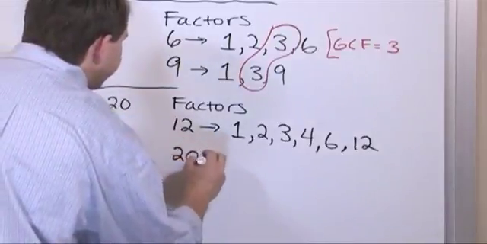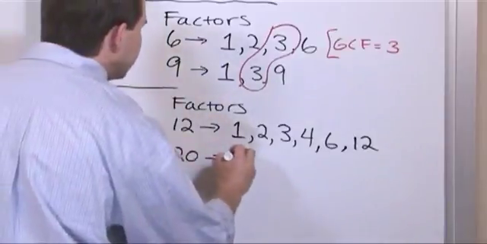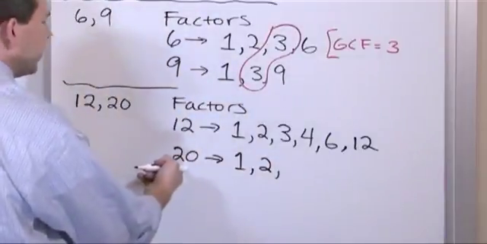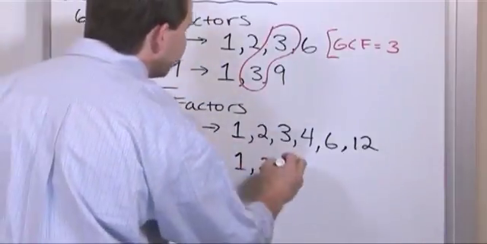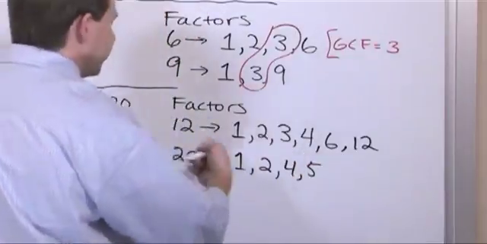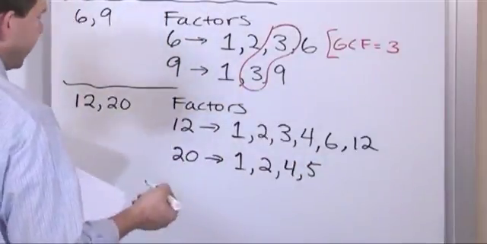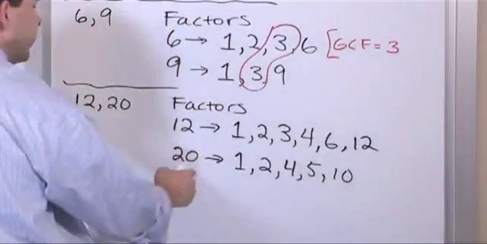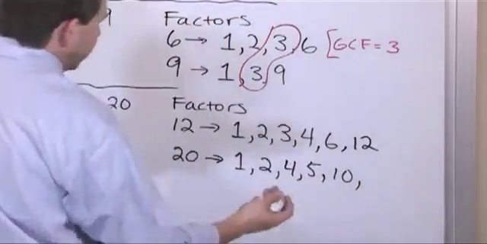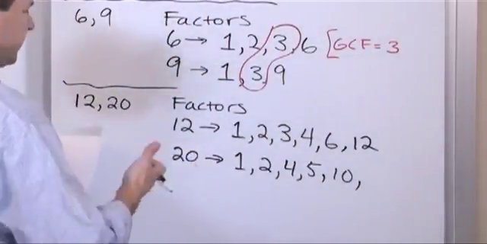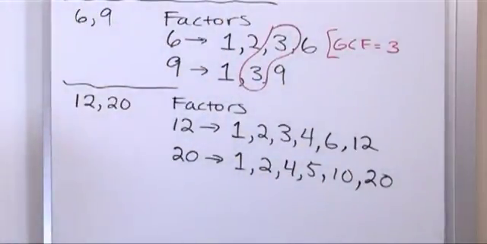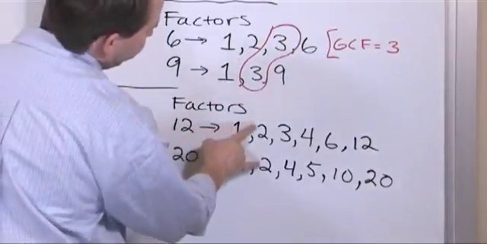All right, 20. What can we see here? 1 can be divided into it. 2 can, but 3 cannot. You can't divide 20 by 3, but 4 can, because 4 times 5 is 20. 5 can, because 5 times 4 is 20. 6 can't, 7 can't, 8 can't, 9 can't, but 10 can, because 10 times 2 is 20. 11 can't, 12 can't, and so on, 13, 14, 15. If you keep going, you're not going to find anything else that can divide in except for the number 20, because 20 times 1 is 20. So you have a nice list of numbers here. Here's a factor that's common. Here's a factor that's common.